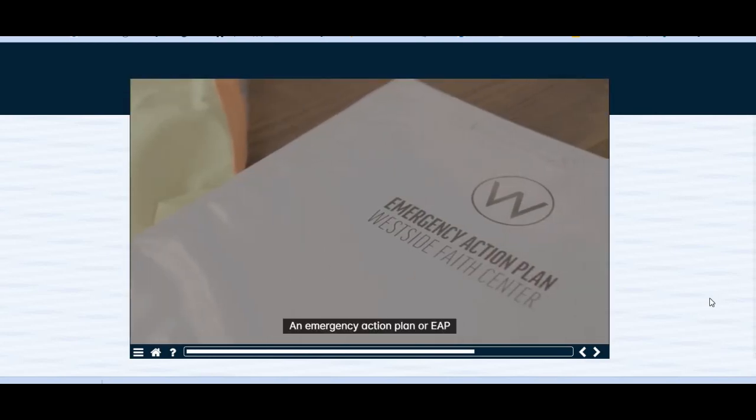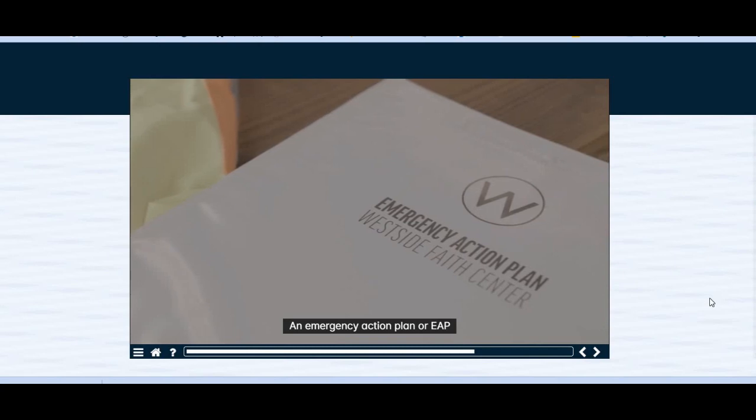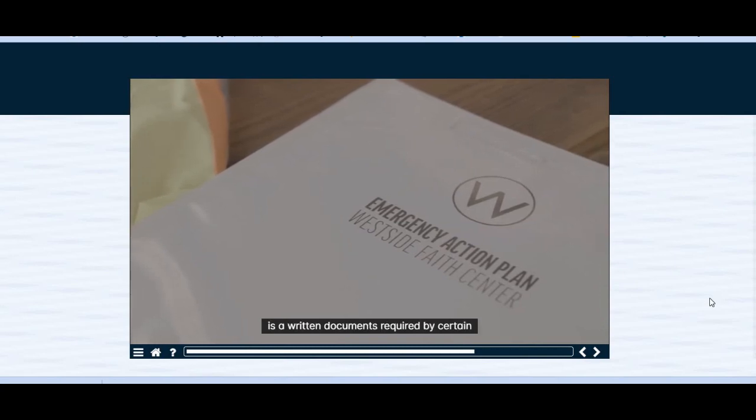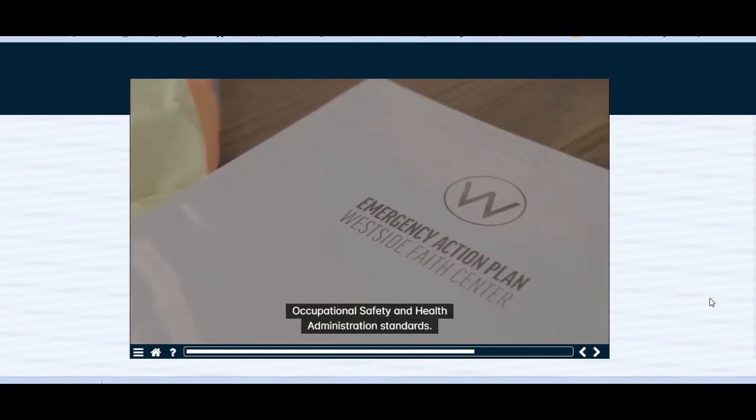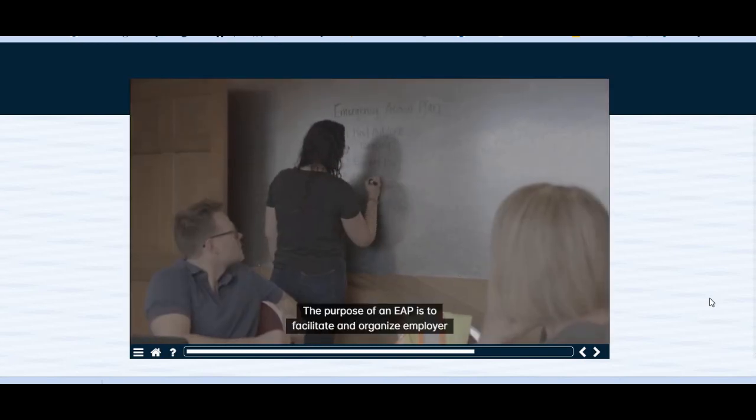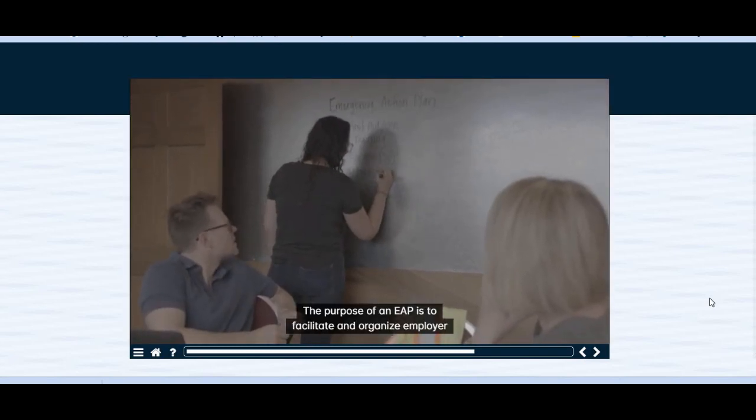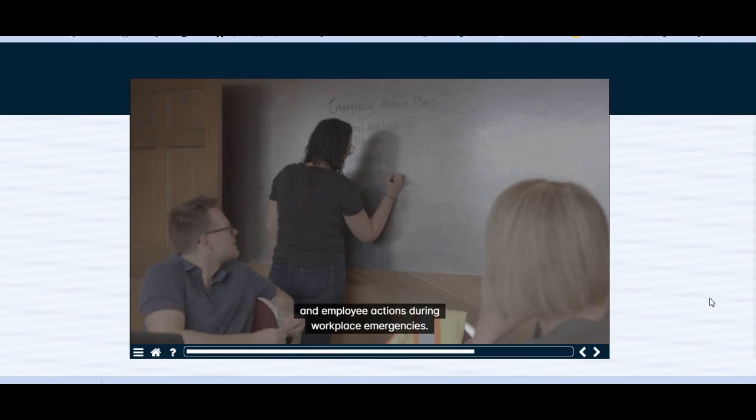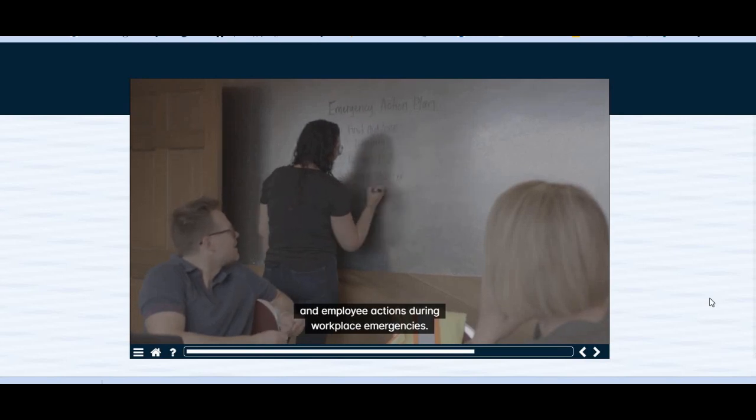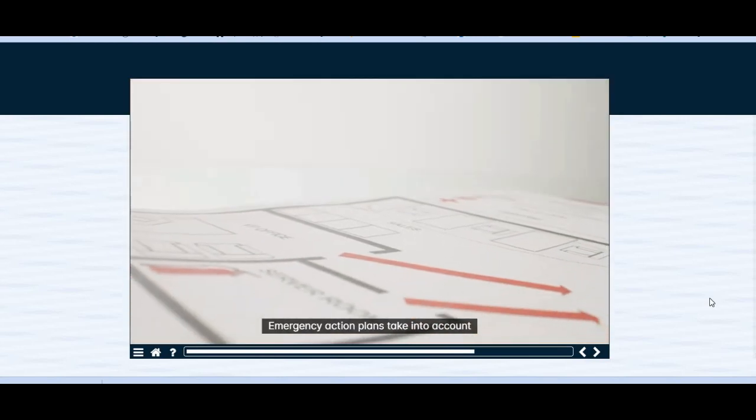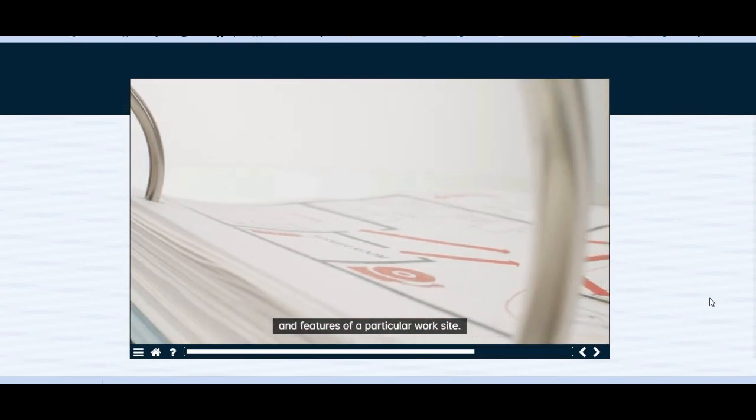An Emergency Action Plan, or EAP, is a written document required by certain Occupational Safety and Health Administration standards. The purpose of an EAP is to facilitate and organize employer and employee actions during workplace emergencies. Emergency action plans take into account the specific layout, size, and features of a particular worksite.